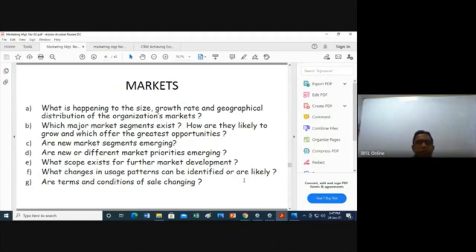The markets. So what is happening to the size, growth rate, geographical distribution of the organization's market? So you should know your market. Say as a bank, what's your market? The population of the country, maybe whether the market is growing. Maybe the Sri Lankan market size is not growing, but the market share of one company is eaten by another company. That is what is happening.